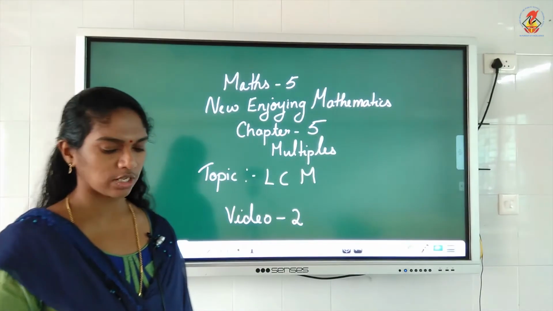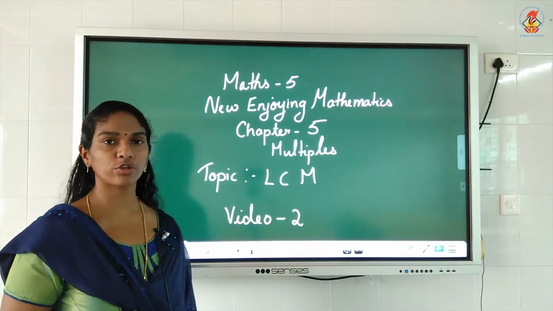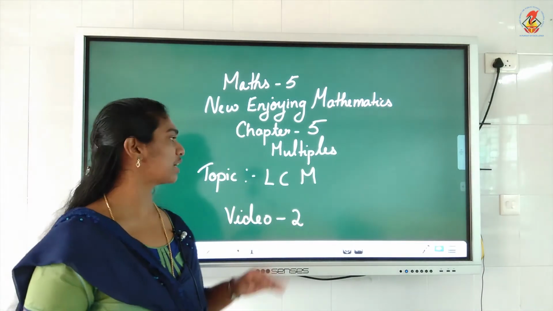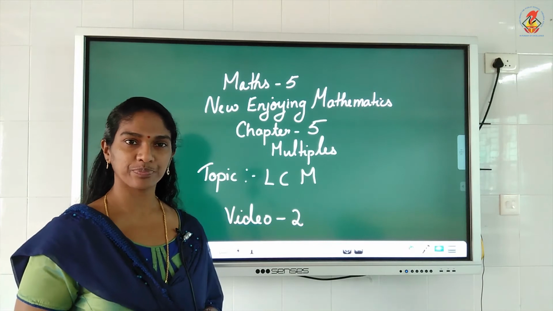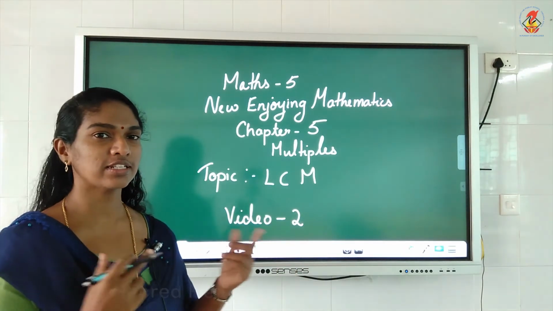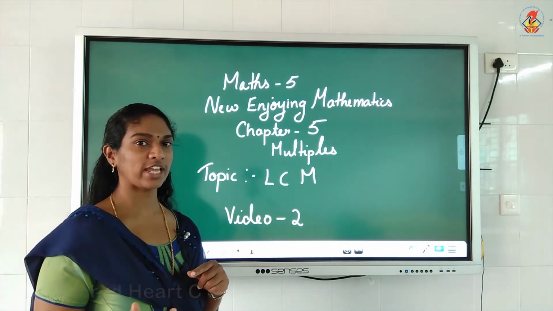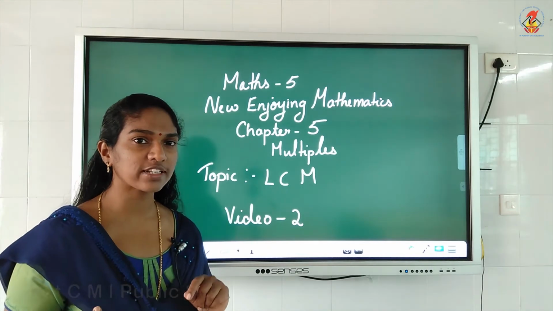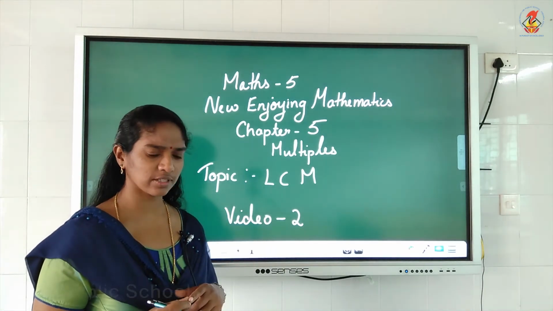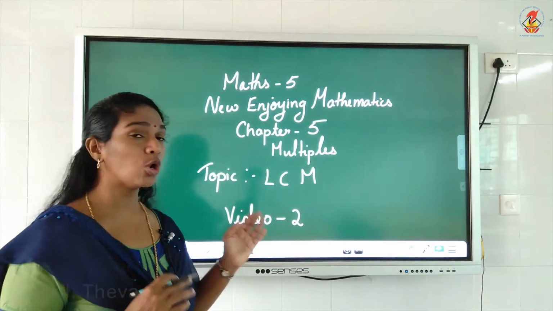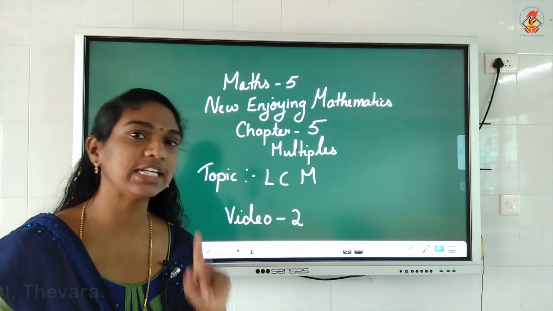Welcome back, children. So we learned in the previous video how to find the common multiples. Now we are moving into a new topic. Topic's name is LCM. Can you tell me what will be the full form of this? We have learned in chapter 4, HCF. What was HCF? Highest common factor. So what will be LCM, children? LCM is the lowest common multiple.